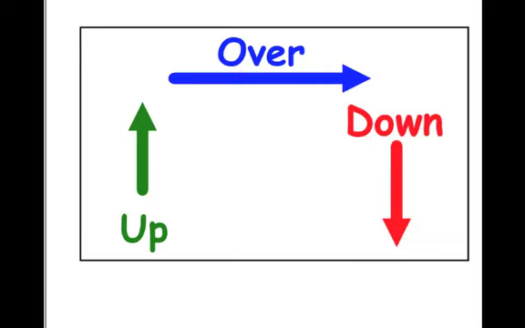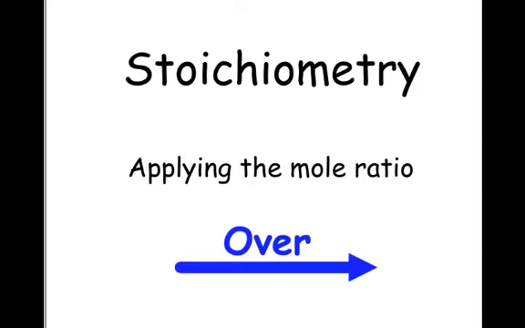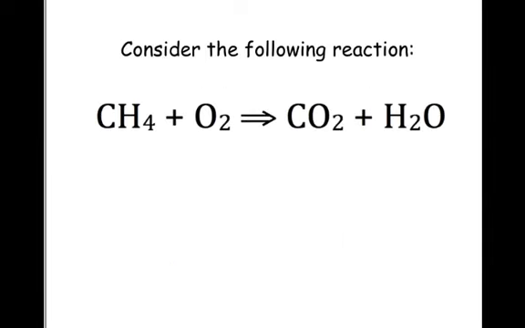We're going to use a technique called up, over, and down. This is just a simple graphic organizer to help you keep track of what you know, what you're figuring out, and how to get there. So let's get right into it. Let's start applying the molar ratio. We're going to use this idea of the over, that is, using the ratio that we find in a chemical equation. So let's start with this reaction.